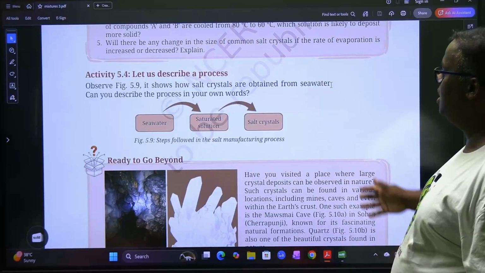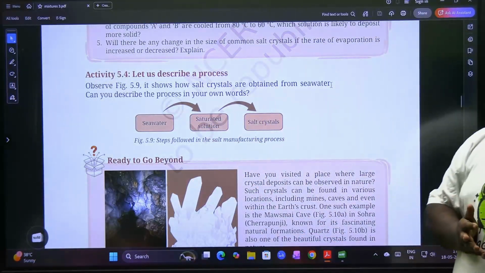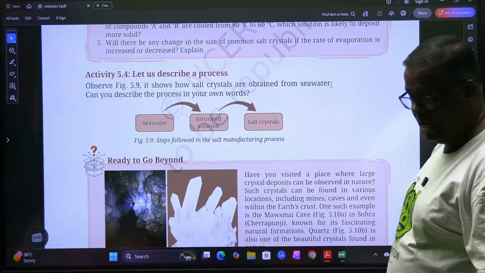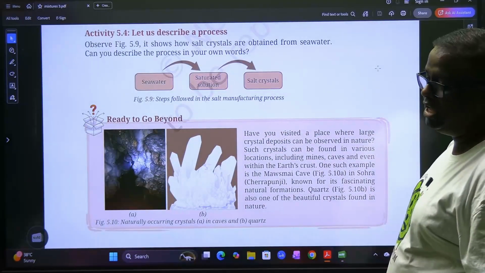Now shows like these are crystals. Seawater to saturated solution to salt crystals. That's how you prepare it. And then also you have quartz crystal. Quartz crystals are found in many caves.